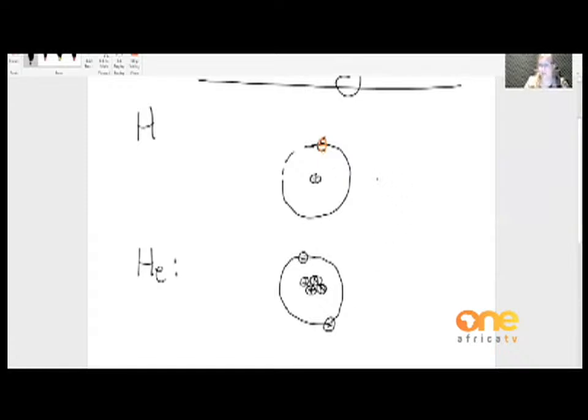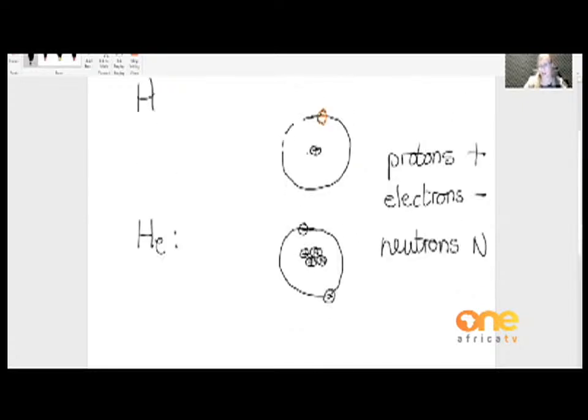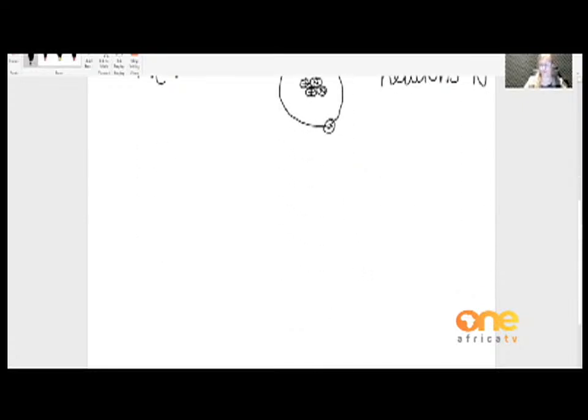So we have, from what you can see here, 3 different subatomic particles. We've got protons, which are positively charged. We've got electrons, which are negatively charged. And then we have neutrons. They're neutral, but they do contribute to the weight of our atom. So these are our simplest kinds of atoms that we can draw.